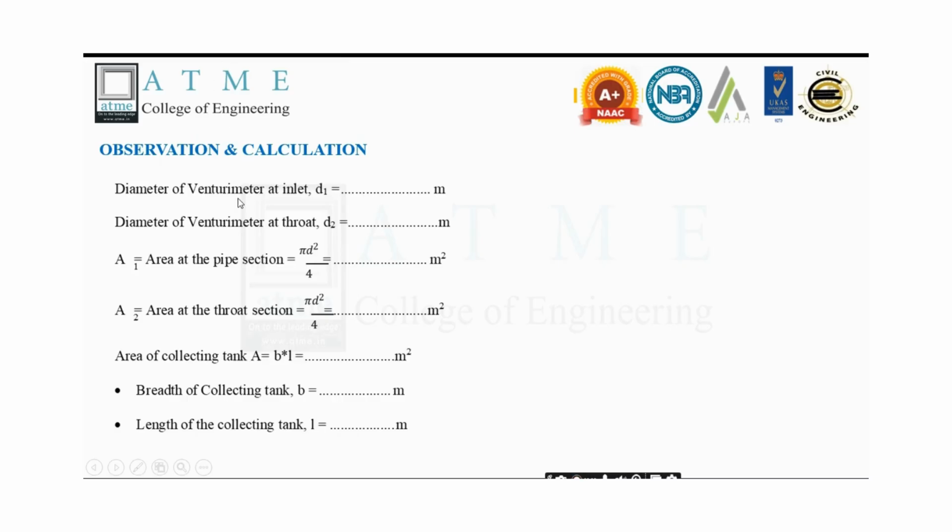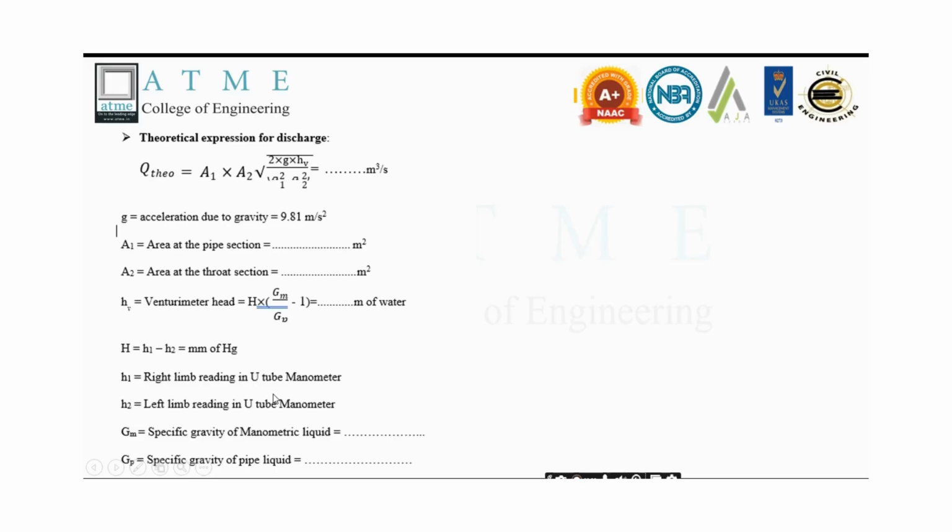These are the observations and calculations. Initially you have to note down the diameter of the Venturimeter at the inlet D1 in meters, and the diameter of the Venturimeter at the throat D2 in meters. With that you can calculate the area of the pipe section A1 as pi d square by 4, and the area at the throat section A2 by using the formula pi d square by 4. The area of the collecting tank A can be calculated from the breadth B of the collecting tank into the length of the collecting tank.